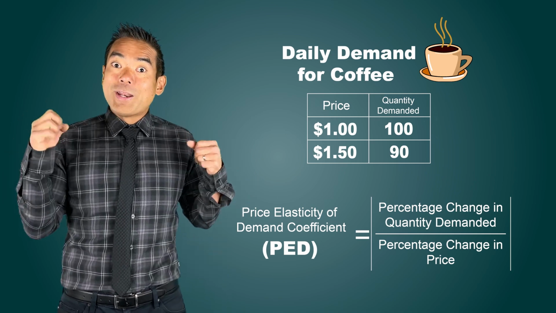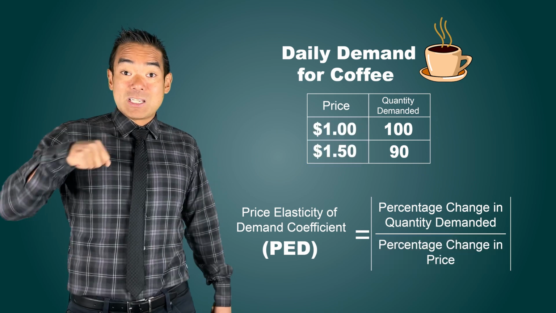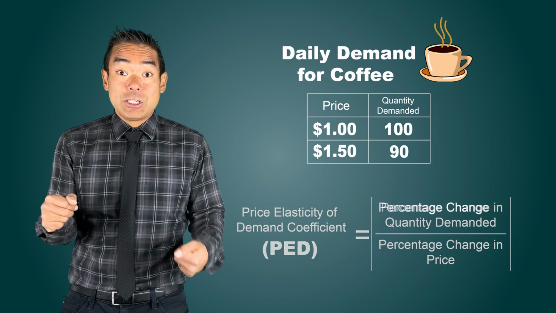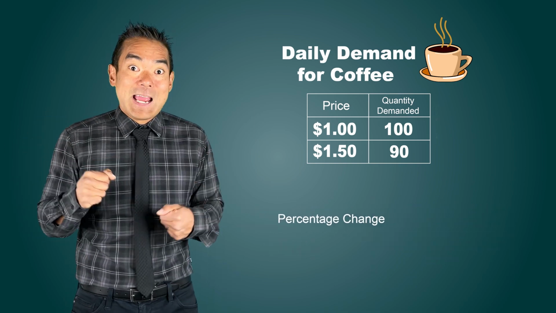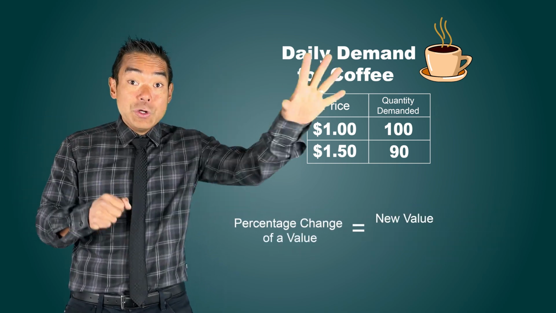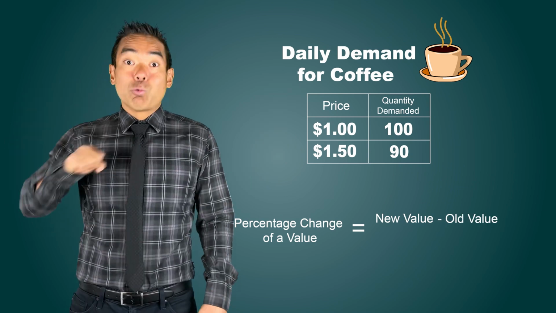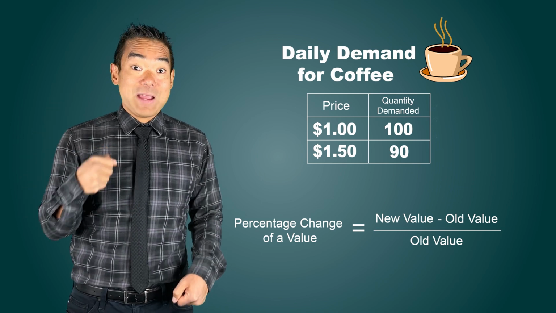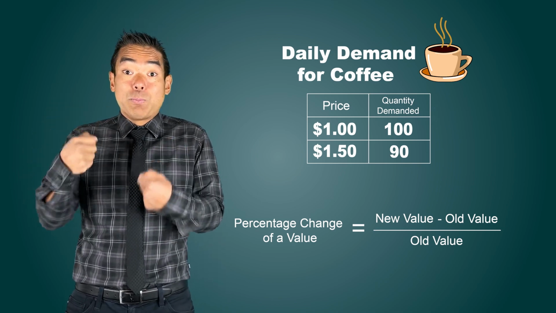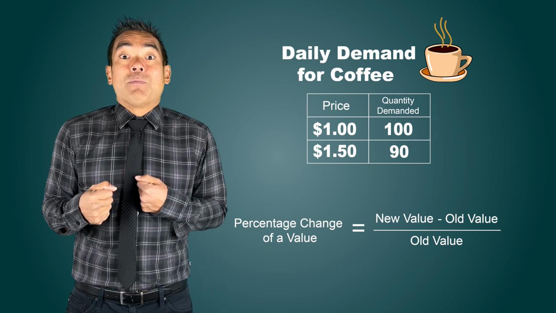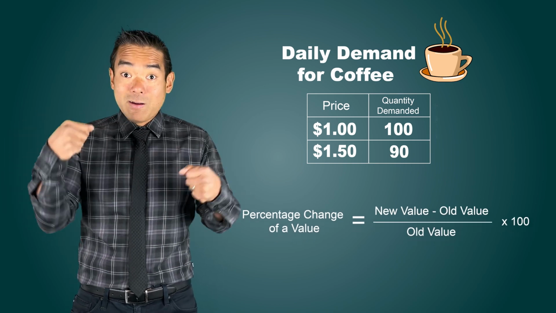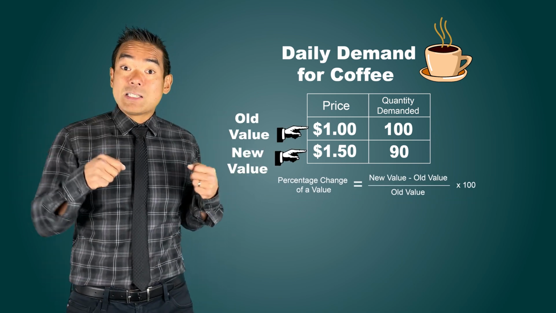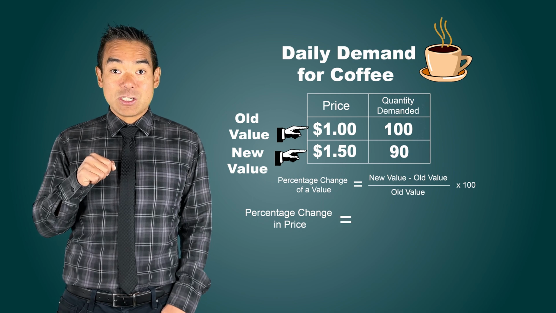In order to calculate the price elasticity of demand coefficient for coffee in Caffeinburg, we need to first figure out what is the percentage change in price and what is the percentage change in quantity. On AP exams and in most other situations, you can calculate percentage change as follows: the new value minus the original value divided by the original value. This will then give you a decimal, and in order to get it into percentage form, we then multiply that number by 100. So in our example, the price of coffee went from $1 to $1.50. We can plug these numbers in to calculate the percentage change in price.